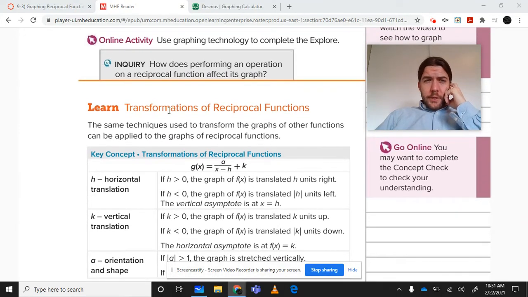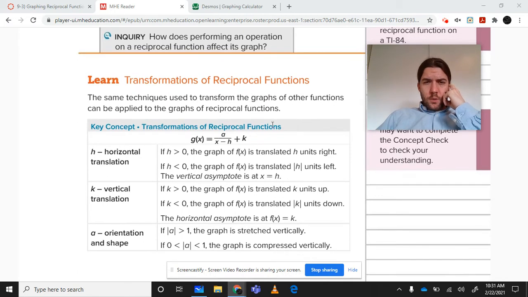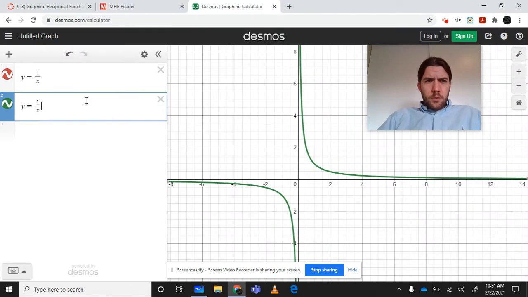Okay, we'll go through real briefly here about transforming reciprocal functions. There's really nothing to it that we haven't seen before. So we've got horizontal translations that we can do, vertical translations, and we can change the orientation. So if it's going one way, we can flip it over. We can multiply it by some number, so we can stretch the whole thing. Okay, so we'll take a look at those three real quick.